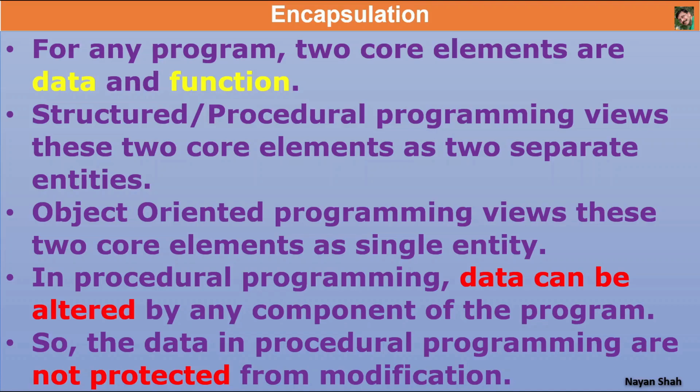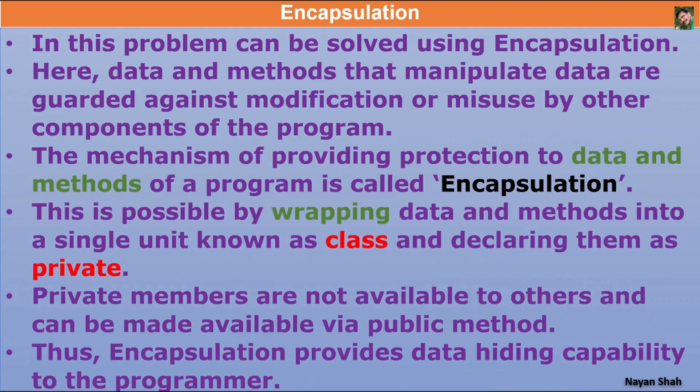In procedural programming, data can be modified by any component of the program. So the data in procedural programming is not protected from modification because it is a separate entity. Whereas in object-oriented programming, this problem can be solved using encapsulation. Here in object-oriented programming, data and methods that manipulate data are guarded against modification or misuse by other components of the same program using encapsulation.